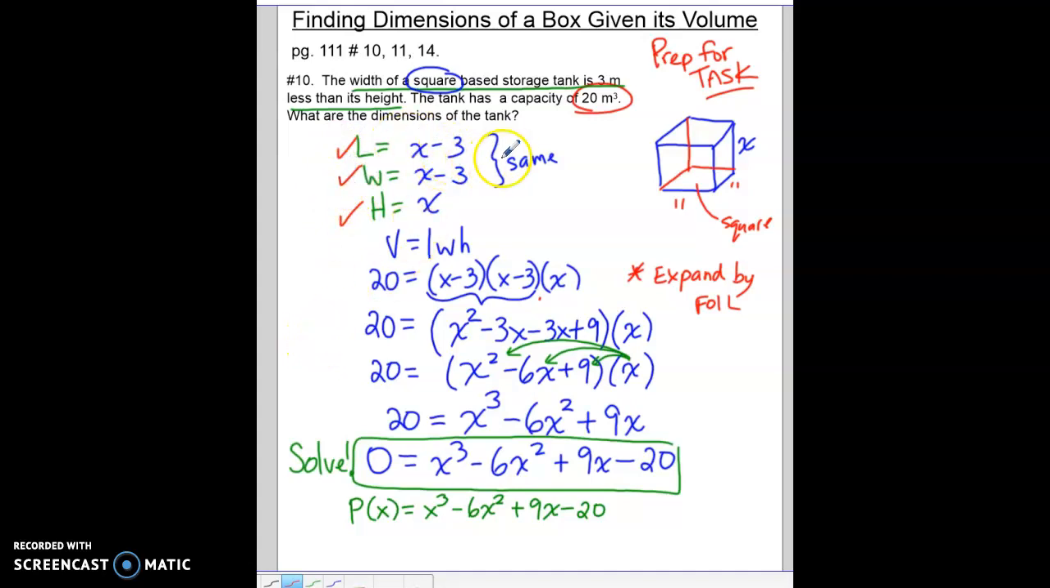And yes, it is common to have the same length and width if you have a square base. I just drew this diagram to show you what it means to work with a square base storage tank.